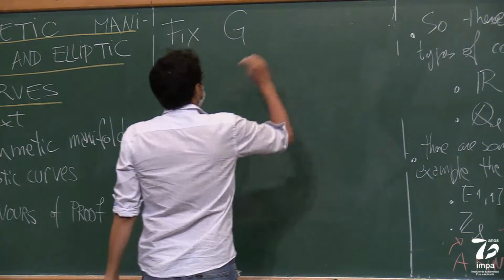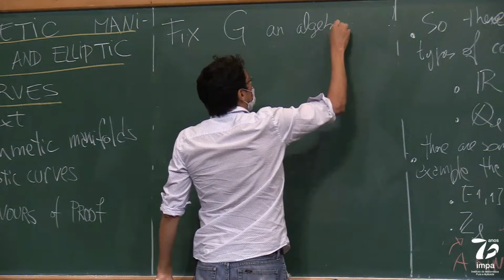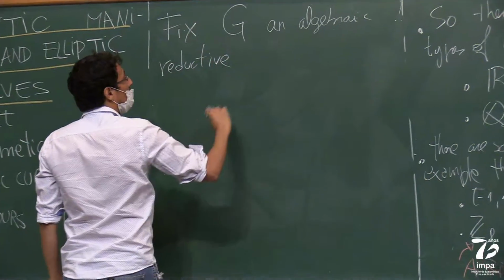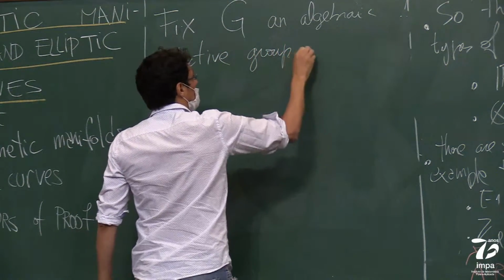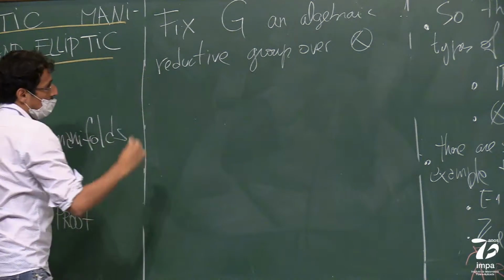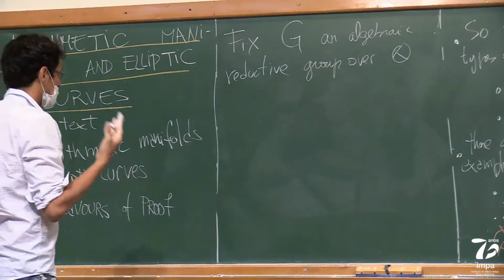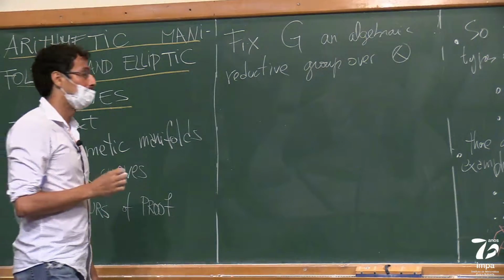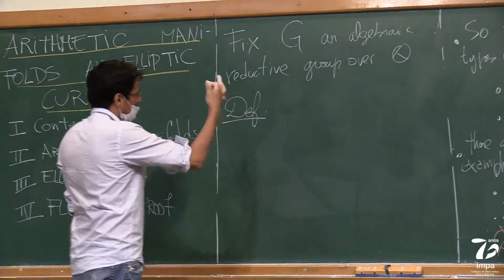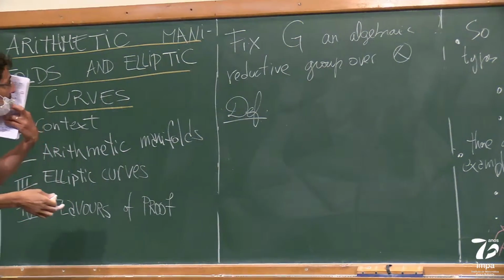So fix G, an algebraic reductive group over Q. Okay? So I will give two examples in a few minutes, but you can think about GL_n, GL2 over Q, GL3 over Q, GSp4, etc. That is an algebraic group. Okay, so the arithmetic manifolds are attached to some group G, and you have plenty of them for each group.